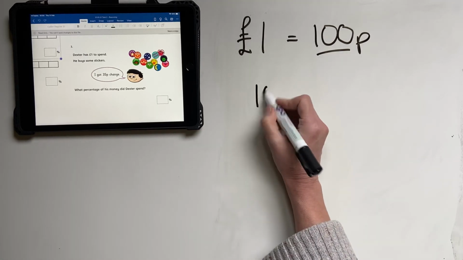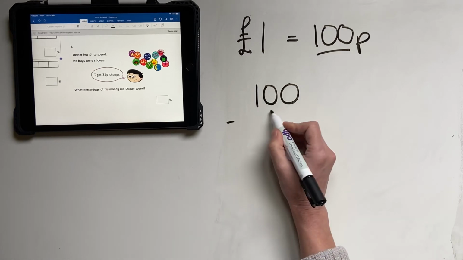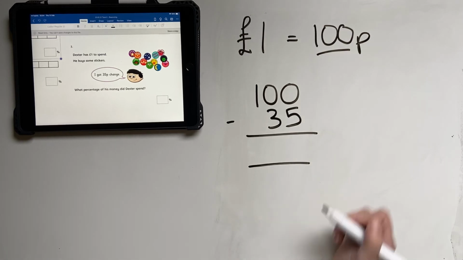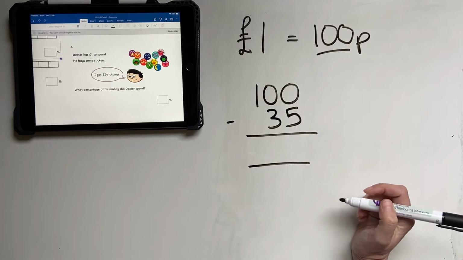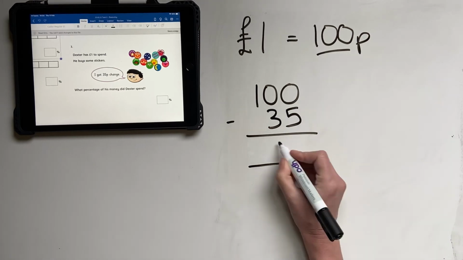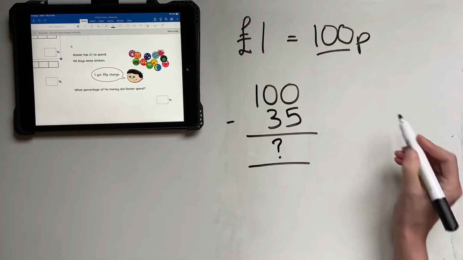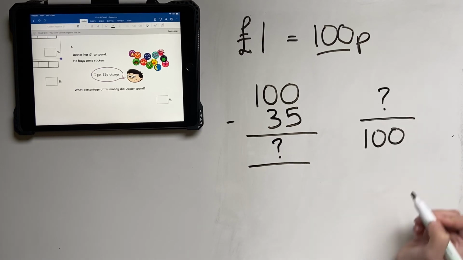So if he started off with 100 pence and he's been given 35p change, so take that away from 100 because we're finding the difference between 100 and 35. What is 100 subtract 35? You tell me. And then tell me what the percentage is of that money. So how many out of 100 pence did he spend?